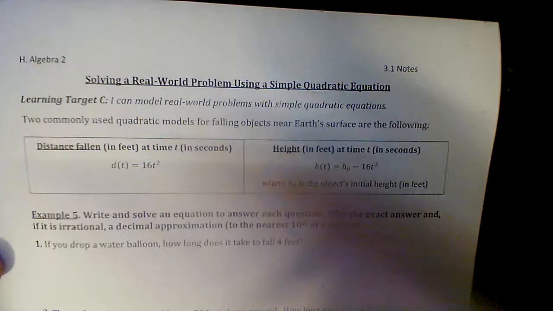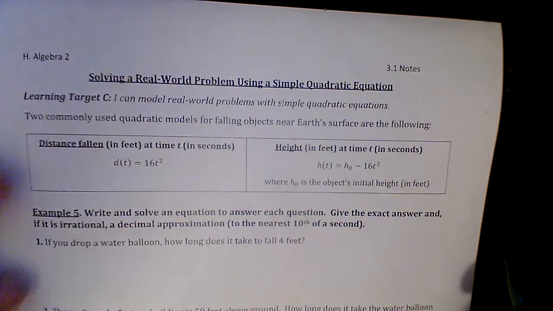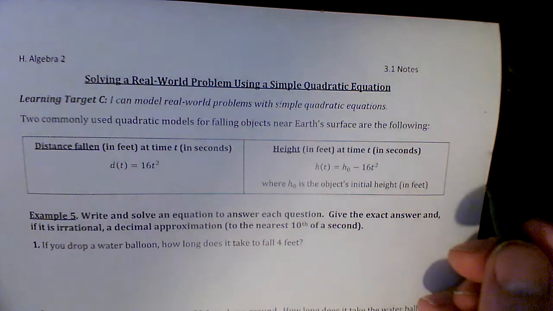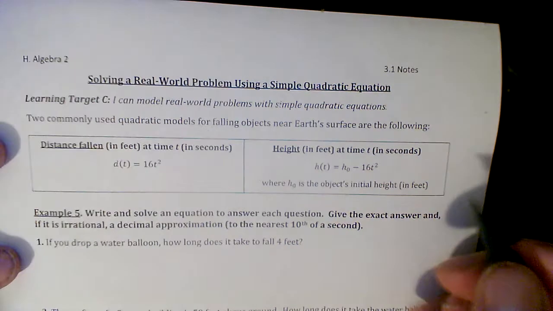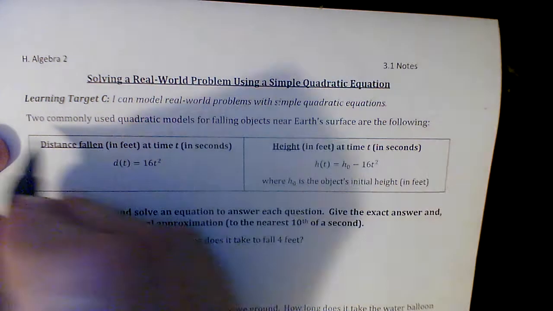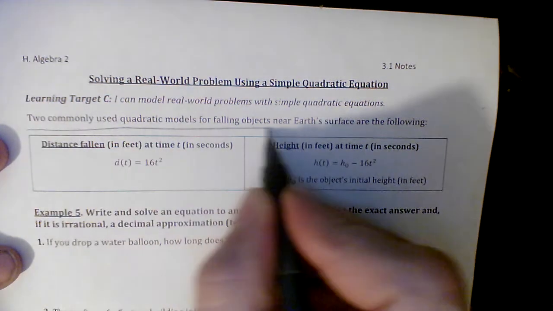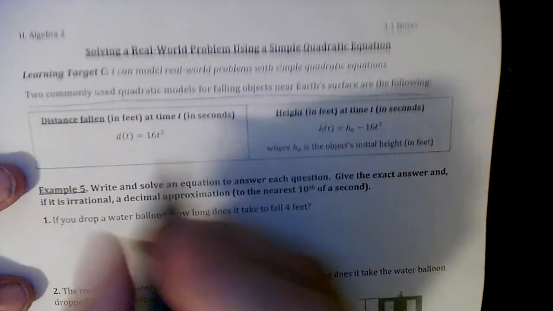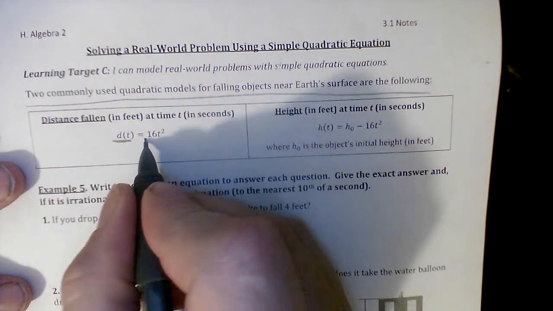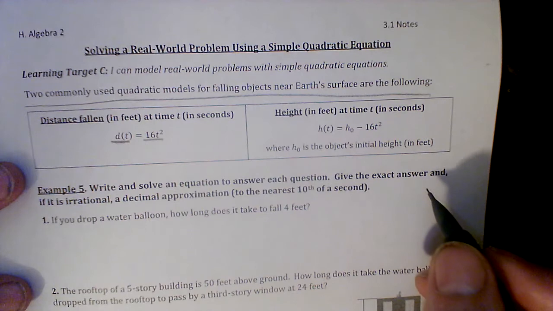Alright, the number one formula we use for real life situations when we're doing quadratics is having to do with Earth's gravity. Two commonly used quadratic formulas of falling objects near Earth's surface are the following. One is a function of distance and time. That's how far something has fallen due to Earth's gravity.